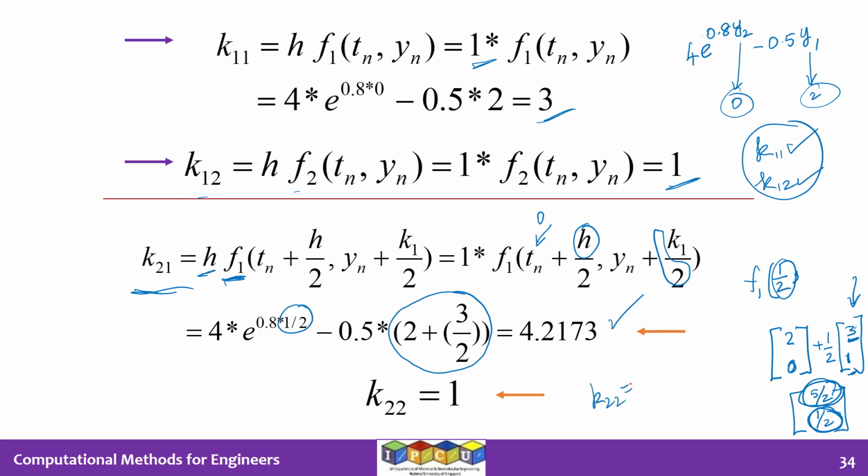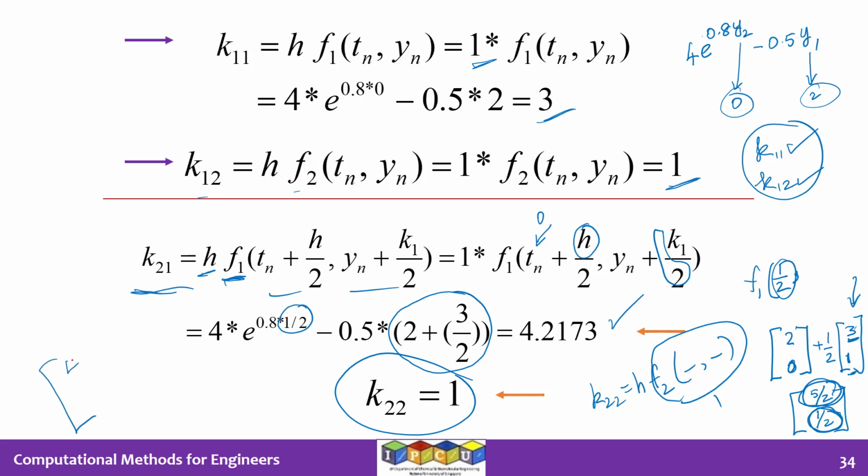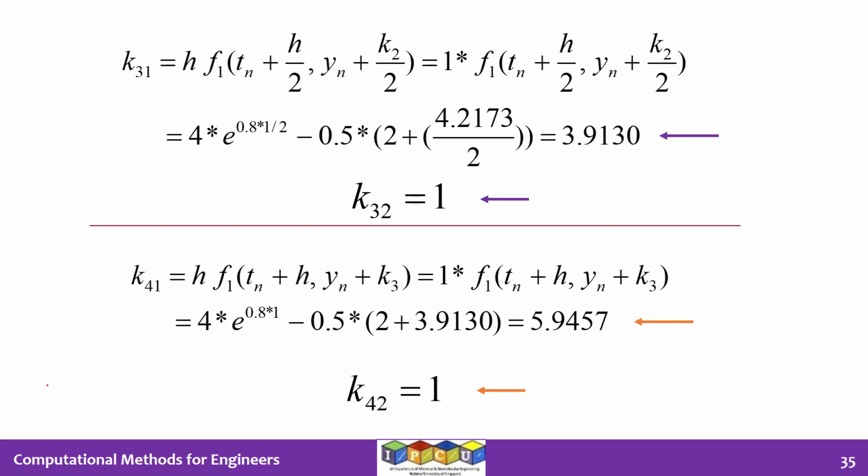K22, right? If you write an expression, it's going to be h multiplied by f2 evaluated at some value of t and some value of y. But interestingly, this f2 function is 1. Therefore, K22 is going to be just h multiplied by 1, which is h, and h also happens to be 1 in this example. So K22 is going to be equal to 1. So we have found out K21 and K22. That means we have found out the K2 vector, which is going to be 4.2173 and 1 respectively. K1 vector was 3 and 1. K2 vector is this.